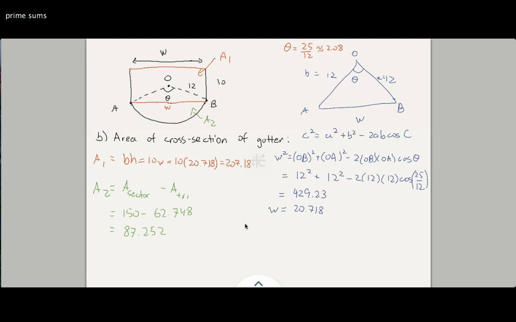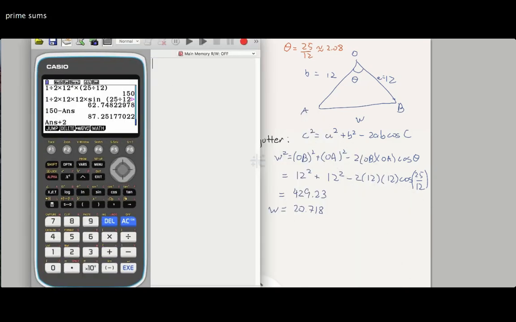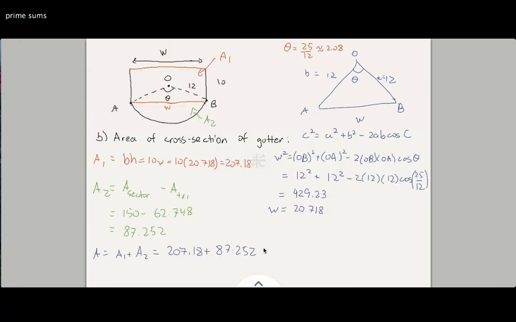Okay, so we have A1, we have A2, so the whole cross-sectional area is going to be the sum of both of them, A1 plus A2. So 207.18 plus 87.252. And this is rounded, we get 294.43. And now just rounding to three significant figures, our area is going to be 294 centimeters squared. That's the answer to part B.